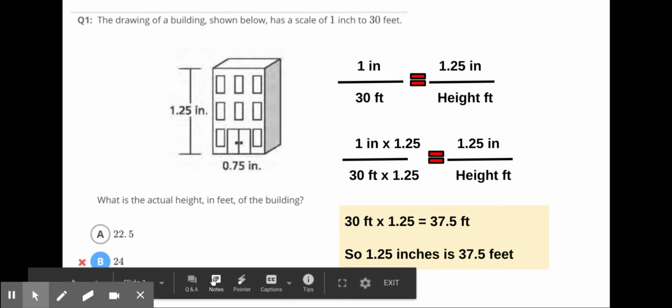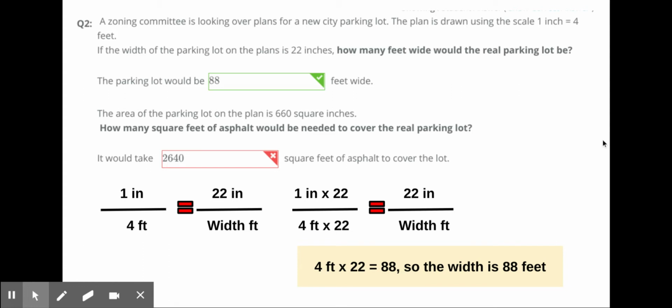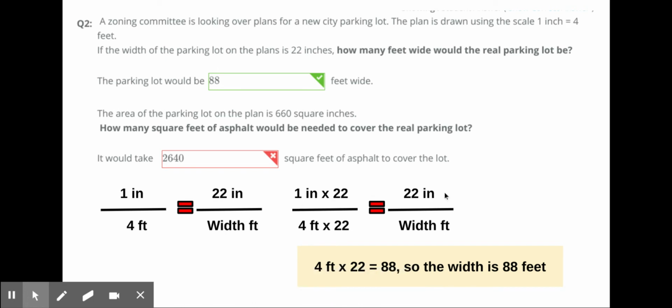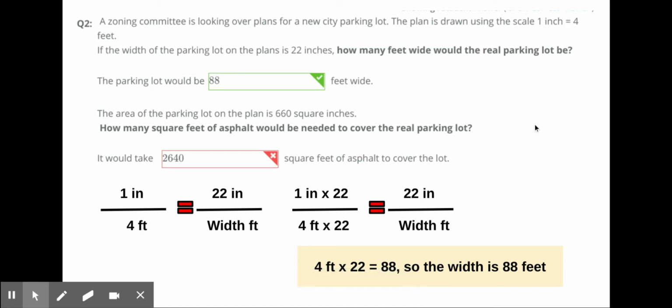Next slide, slide 2. All right, next one. A lot of you got the first one correct. You saw the scale, 1 inch equals 4 feet, and you put that in there. Here's our scale. We know the width of the parking lot is 22 inches, so we can figure out how many feet that is. 1 times 22 is 22, because we already know what the inches are. So 4 feet times 22, 4 times 22 is 88. So the width is 88 feet.